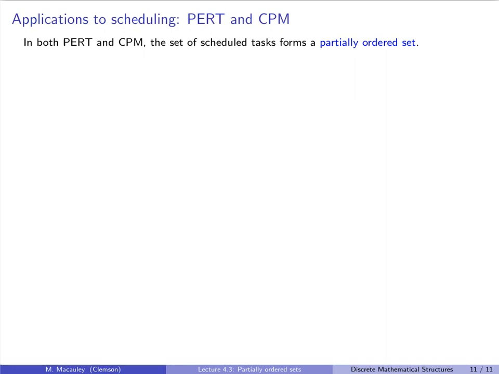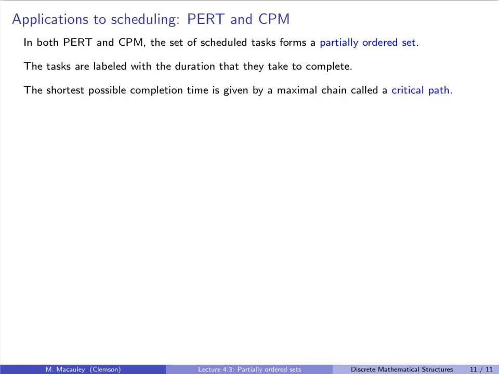Now, in both PERT and CPM, the set of scheduled tasks form a partially ordered set. As I showed you before, the tasks are labeled with the duration that they take to complete, either at the nodes or the edges, depending on the application. In both of these, the shortest possible completion time is given by some sort of maximal chain through the poset called a critical path. So I'm going to do an example. This one is from Susanna Epp's wonderful book on discrete mathematics.